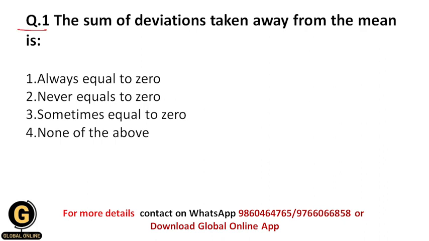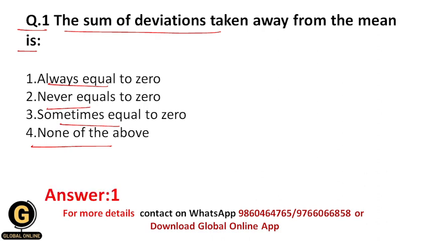Now question 1 is: the sum of deviations taken away from the mean is called. Students, whenever you take the deviations from the mean and sum those deviations, what will that summation value be? Whether that value will always be equal to 0, never equal to 0, sometimes equal to 0, or none of the above. Basically this value is always equal to 0, and that's why your correct answer should be 1.